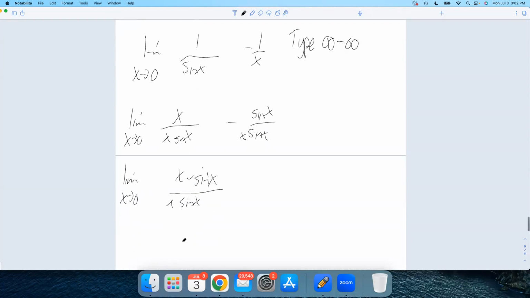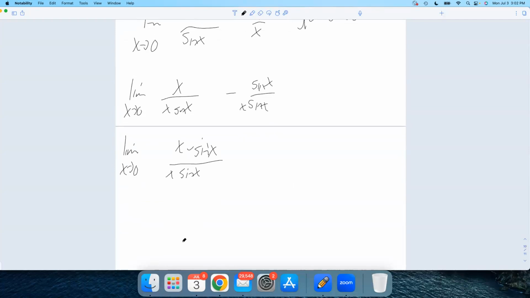Okay, now let's check our type. Now I've got a fraction. If you're going to use L'Hopital's rule, you've got to have a fraction. Otherwise L'Hopital's doesn't apply. You're not allowed to use it if you don't have a fraction. Let's check our type. Plug in 0. I'm going to get 0 minus 0 over 0 times 0. I get an indeterminate form of type 0 over 0.